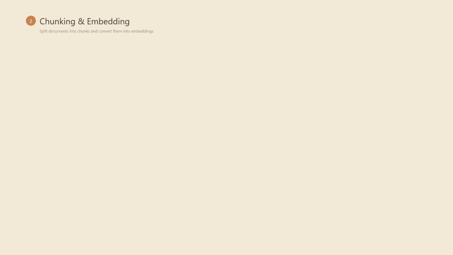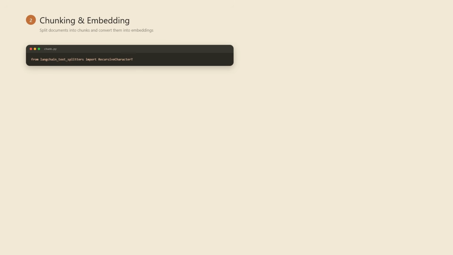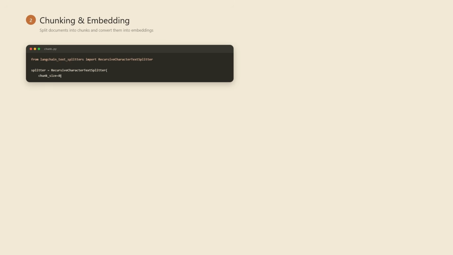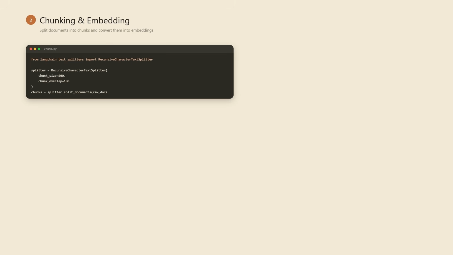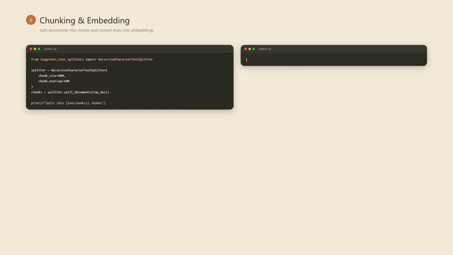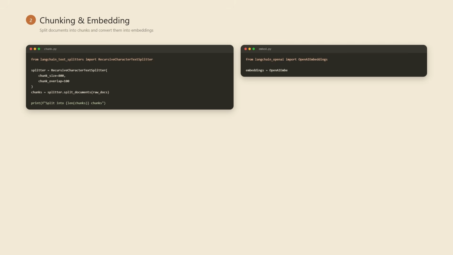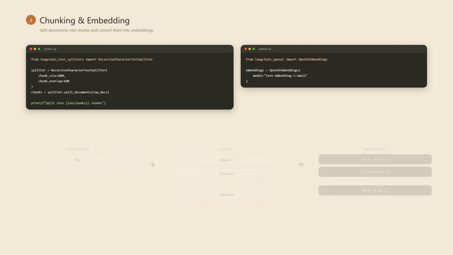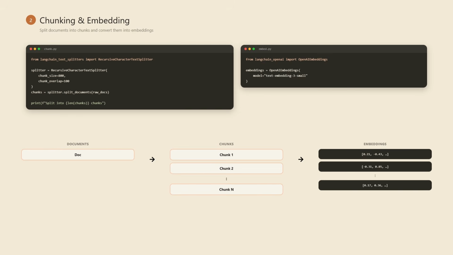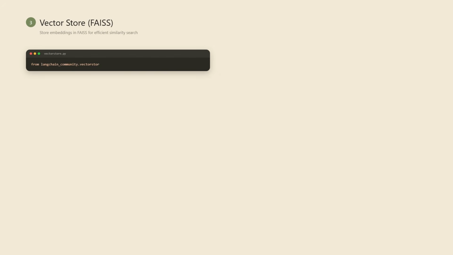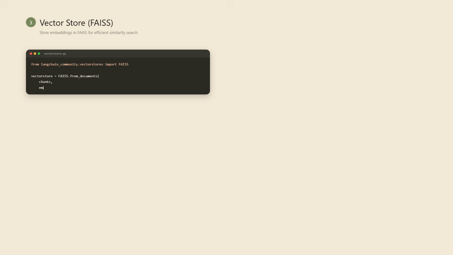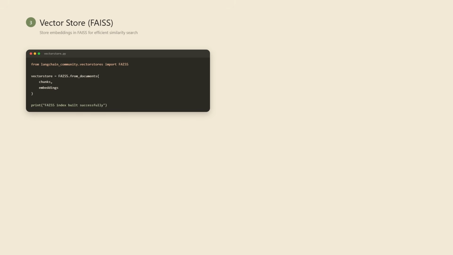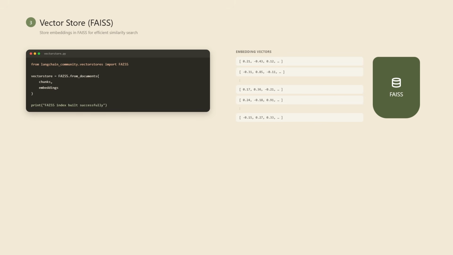Next, we split each document into smaller chunks so that retrieval becomes more precise. Each chunk is then converted into a high-dimensional embedding using OpenAI's embedding model. These embeddings capture semantic meaning, allowing us to retrieve information based on similarity instead of exact keywords. Finally, we store all the embedding vectors in a FAISS vector database. FAISS is an open-source library developed by Meta that enables fast and efficient similarity search over high-dimensional vectors.